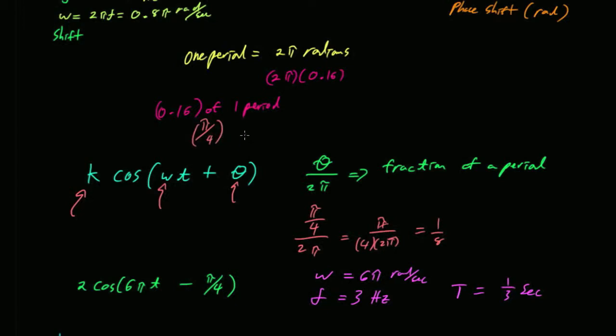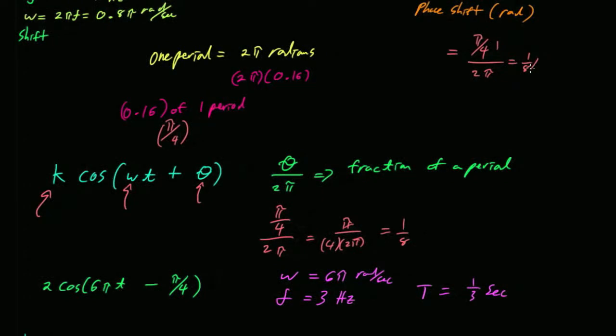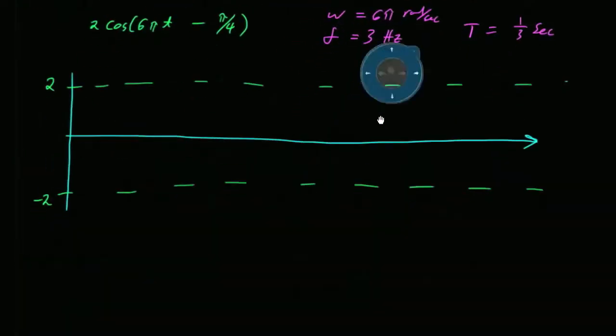Can I cross multiply? Pi over 4 times 1 divided by 2 pi. That's what I was trying to say over here. So if I do that, what's that going to work out to? 1/8 of a period. So I'm going to take my cosine and shift it to the right by 1/8 of a period.